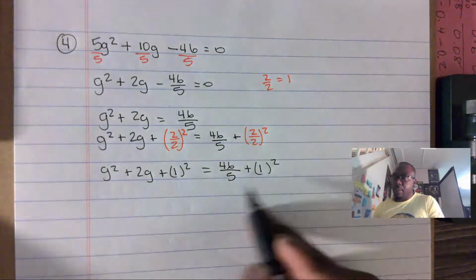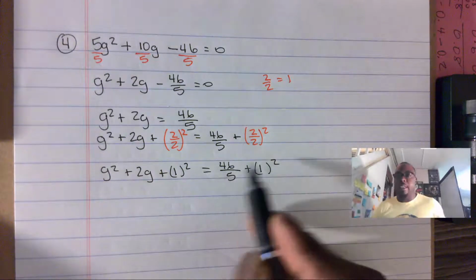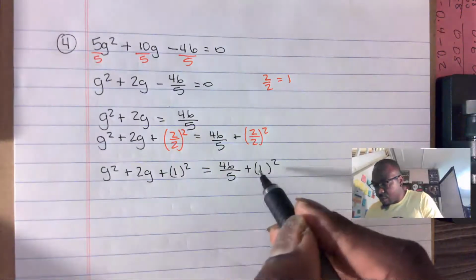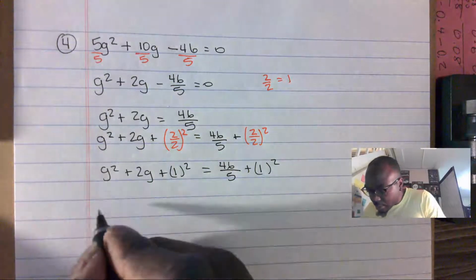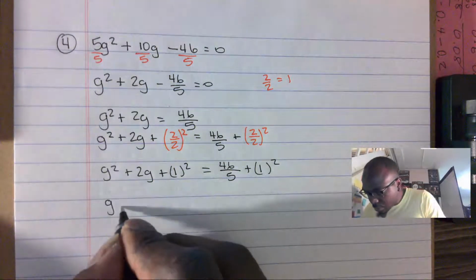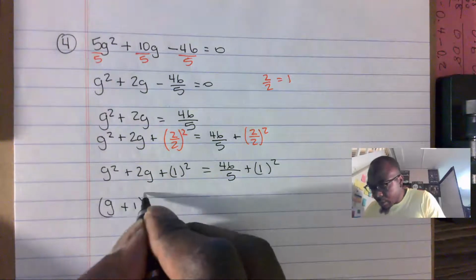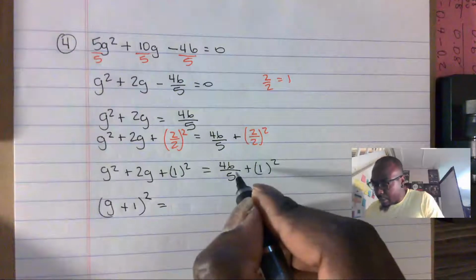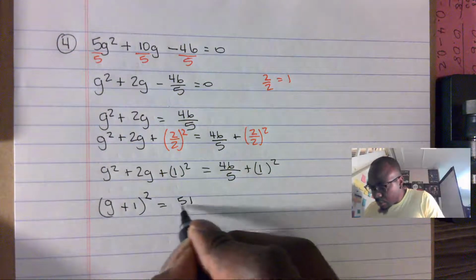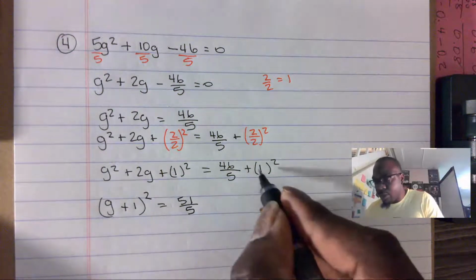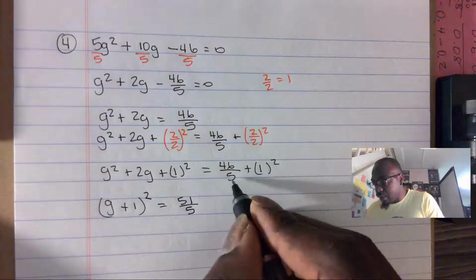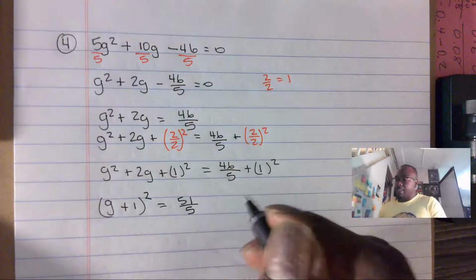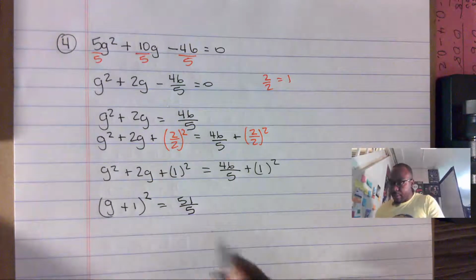If you plug this portion in your calculator, you're going to see it comes out to 51 over 5, because 1 squared is 1. So this becomes g plus 1, all squared, equals 51 over 5, because 1 with the denominator is 5 over 5, and 46 plus 5 is 51. You see this one is not coming out perfect.